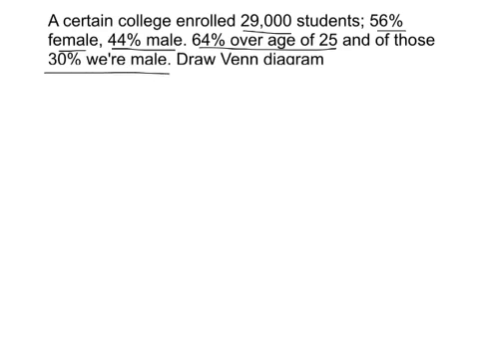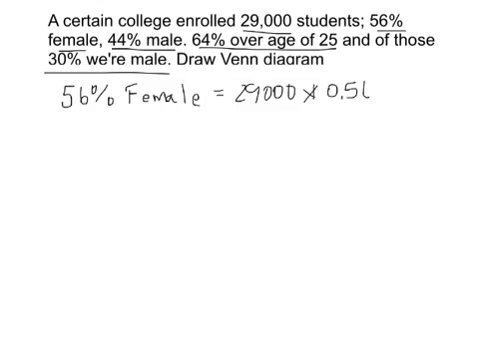So what I do first is I get all my numbers down, meaning find 56% of the female. And of course you find that by taking 29,000 times 0.56, and you should get 16,240. Then I find the 44% male.